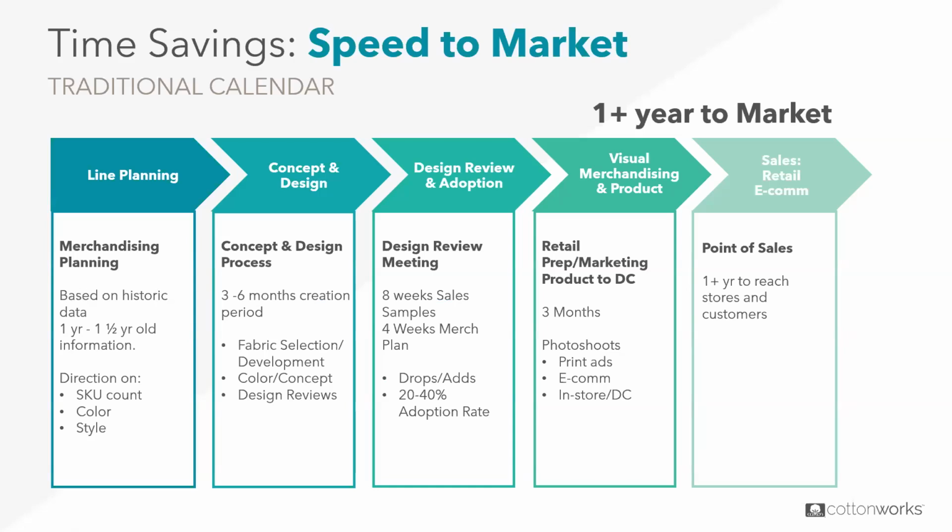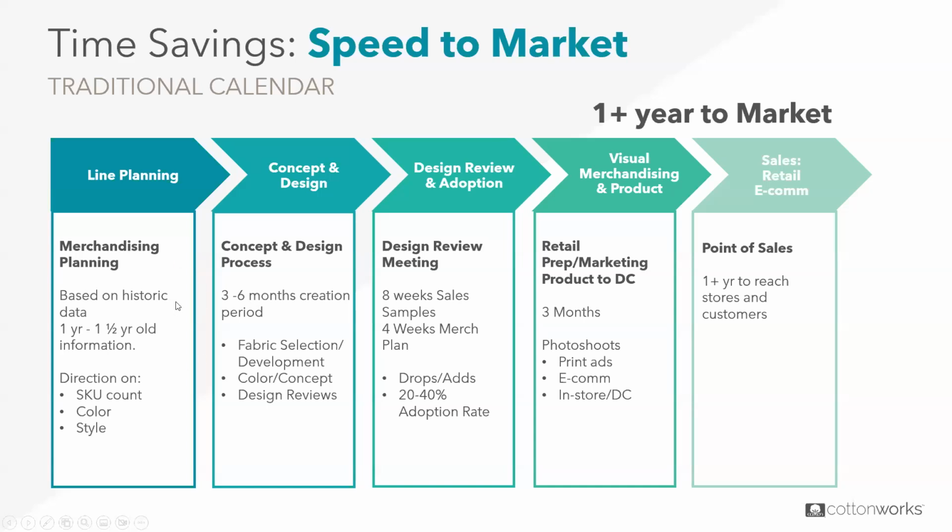So we have a sample calendar, which is based on a traditional casual sportswear calendar, the traditional fashion calendar that I'm sure most of you are really familiar with. And in a traditional calendar, it could take over a year for styles to reach the market. First, line planning, then concept and design review and adoption, and then visual merchandising. All the way to point of sale.